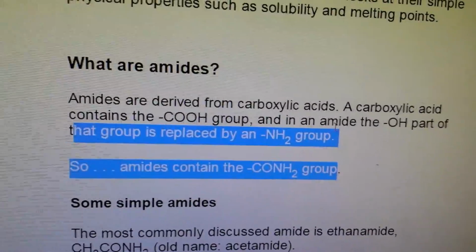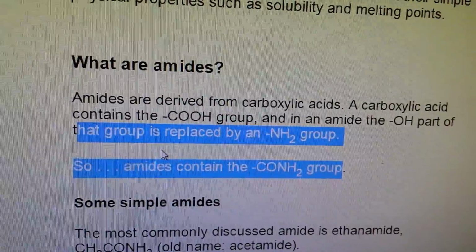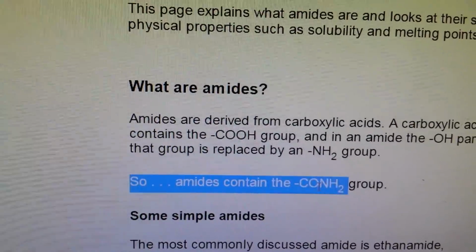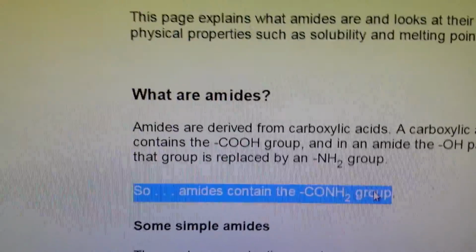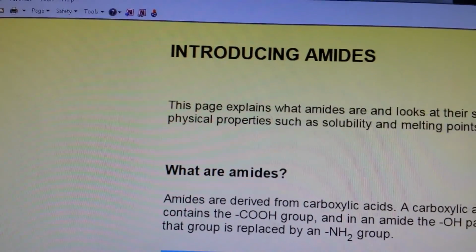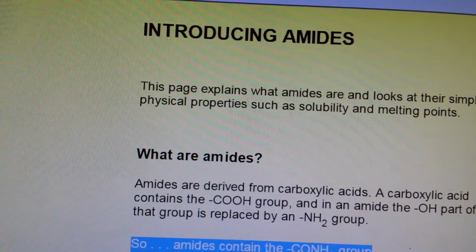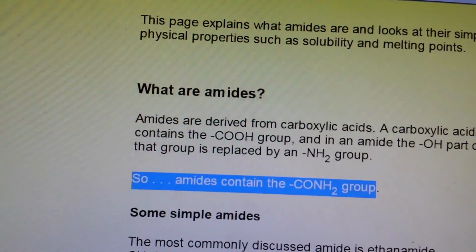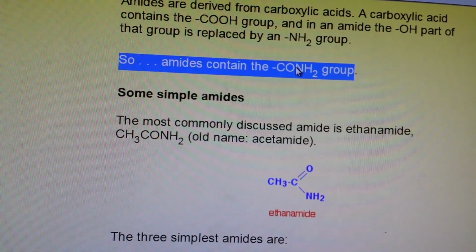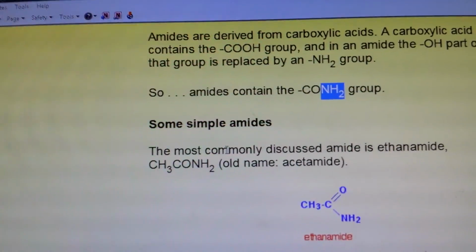So this is the difference. You see that the OH is replaced by the NH2 group. So what are amides then? Amides have CONH2. So in amides, this is CONH2. Here there is no OH, but NH2.